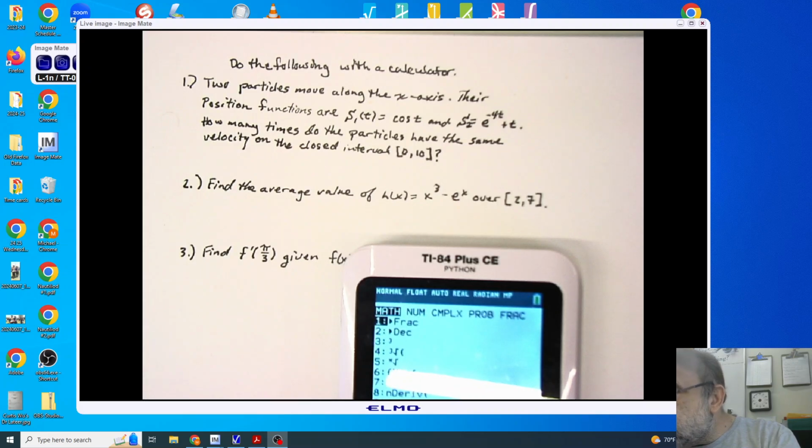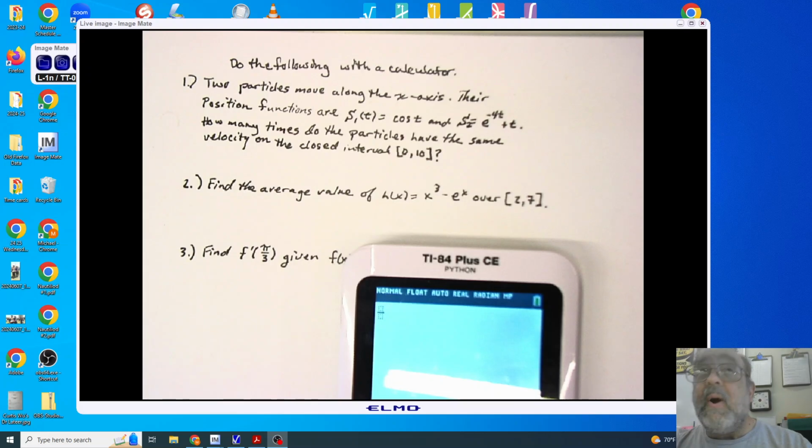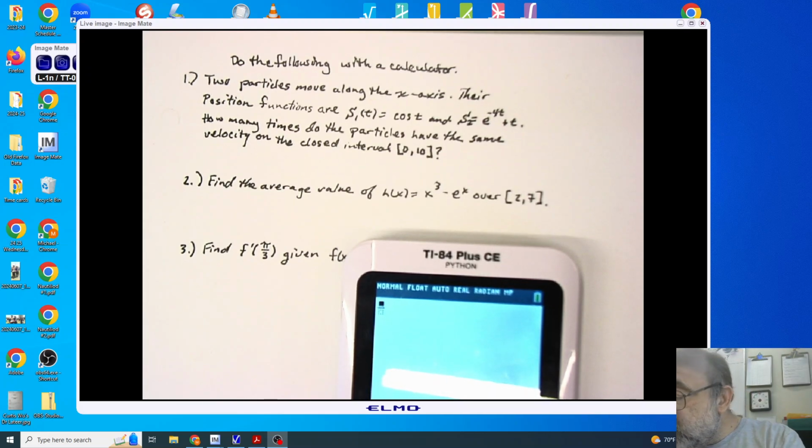Let's try that again. Quit, back to y equals. We're going to put x math 3, that gives me the cube, minus e to the value of x, and go to my home screen. Now I'm going to put in alpha y equals will give me the fraction, and I'm then going to do alpha trace y1 at 7 minus alpha trace y1 at 2.